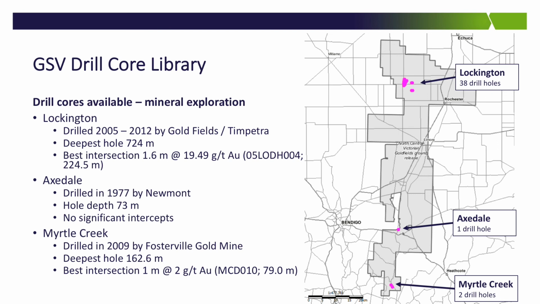So we have 41 drill cores stored at Werribee that were drilled for minerals exploration. 38 of them are from the Lockington prospects, including the deepest hole and the best intersection. We have one drill hole from the Axdale prospect, and that was drilled by Newmont in 1977. This hole was drilled to 73 metres, and we have four trays of core from this hole, including the bottom 10 metres. Lastly, we have two drill holes from the Myrtle Creek prospect. These were drilled by the Fosterville Gold Mine as part of the Rediscover Victoria co-funded drilling program, and that was in 2009. And both of those holes were drilled to depths in excess of 150 metres.